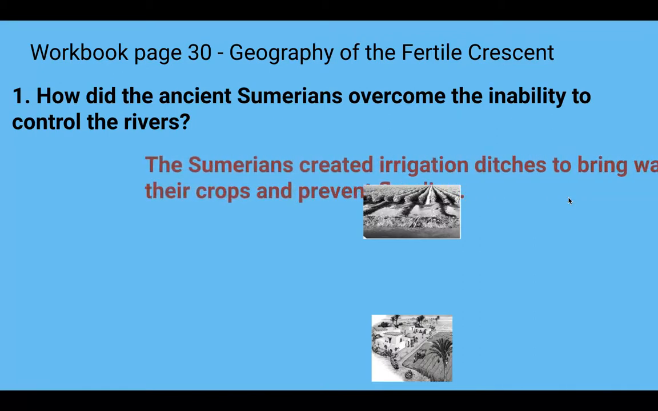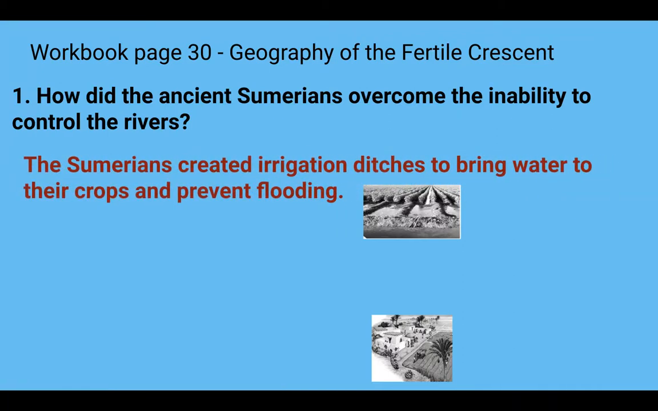Welcome back. Hopefully you wrote that the Sumerians were able to create irrigation ditches to bring the water from the river, here's the river, to their crops. And that would also help prevent flooding.